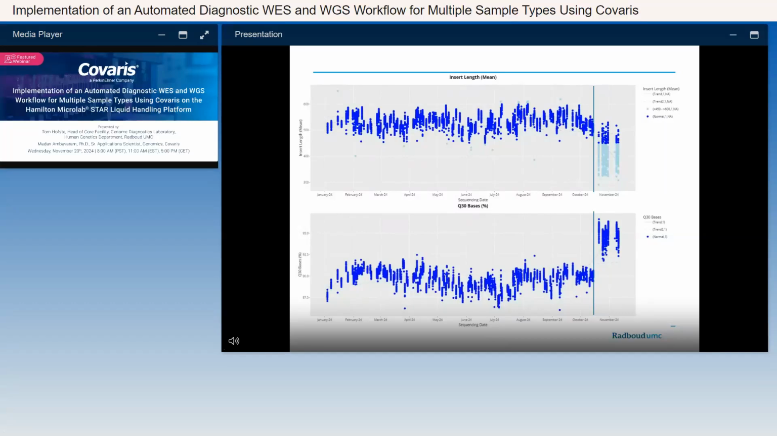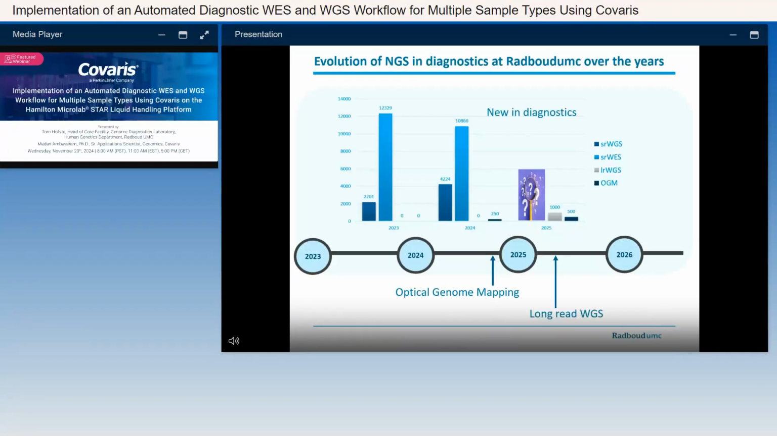What we'll do in the next future, we don't know exactly. We know the numbers that we have run in 2023 and 24. You see a slight decrease in 2024 for the exomes, and you see an increase in the short read genomes. And we know already that we run in 2024 also 250 optical genome mapping samples. And we will increase that in 2025 to 500 samples a year.